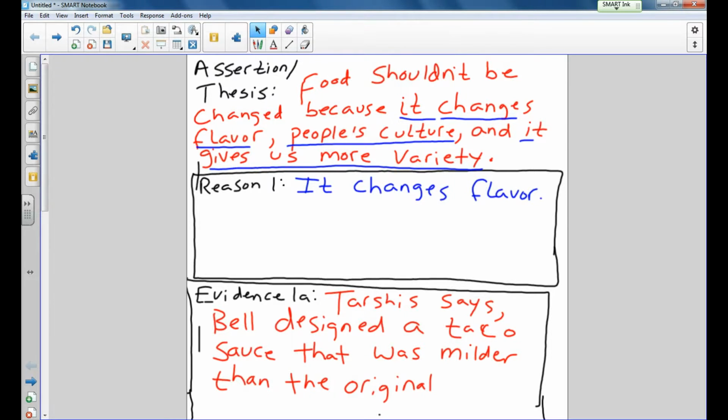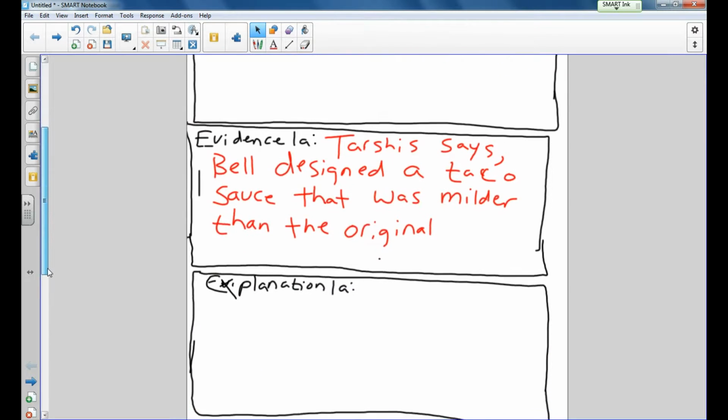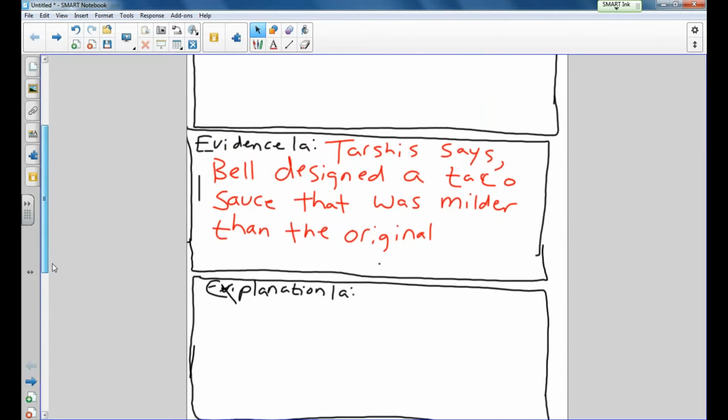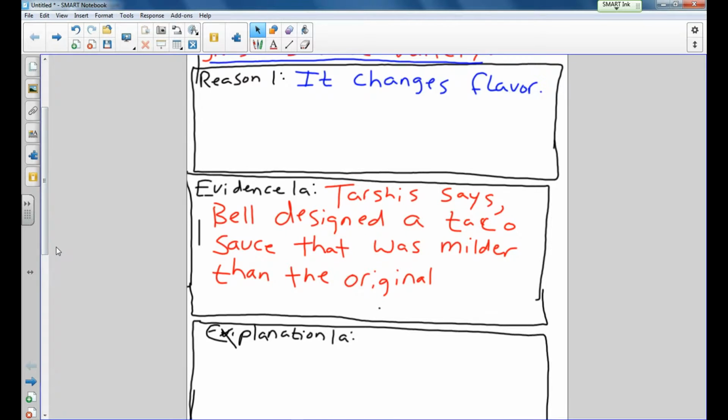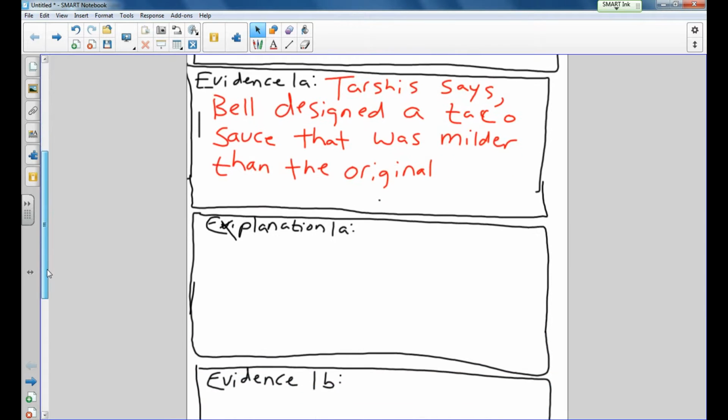Next thing I need to do is come up with an explanation. So I need to prove something from my experience, or if I just want to explain, but I need to prove how this piece of evidence proves this reason. So I need to prove that this taco sauce becoming milder shows that changing food will change the flavor. So this is pretty obvious, pretty easy.